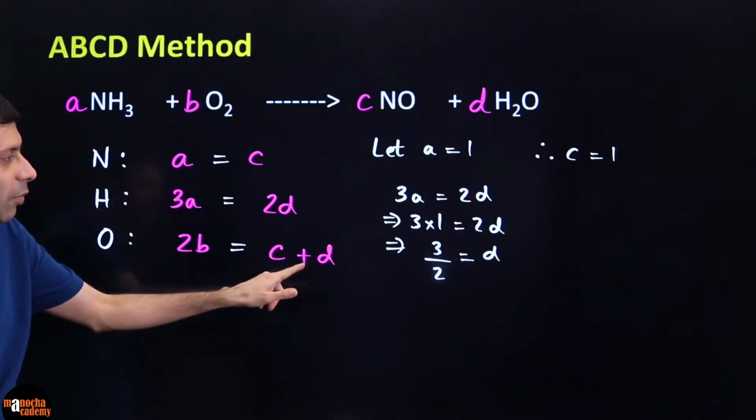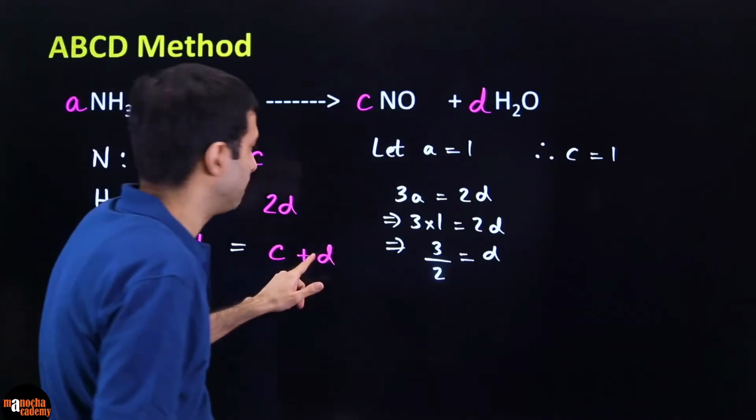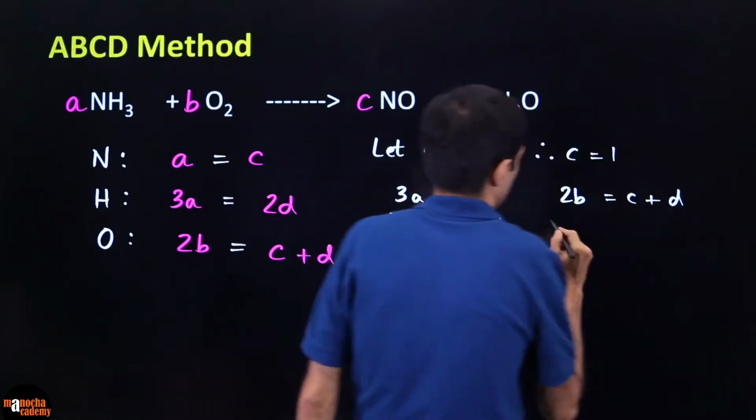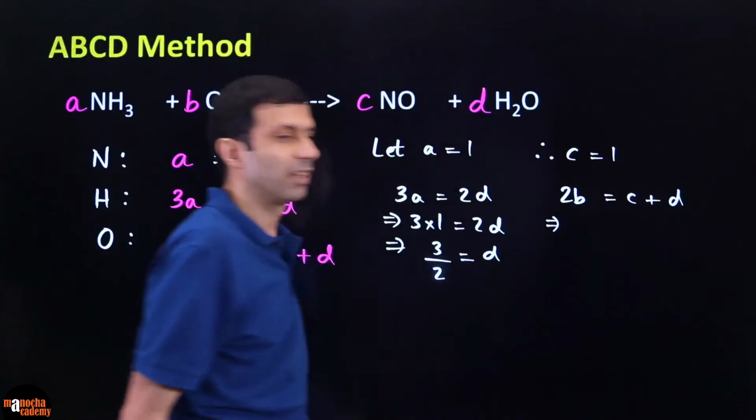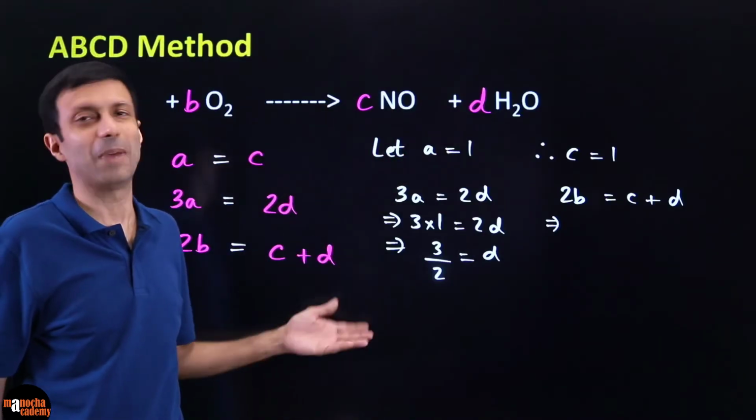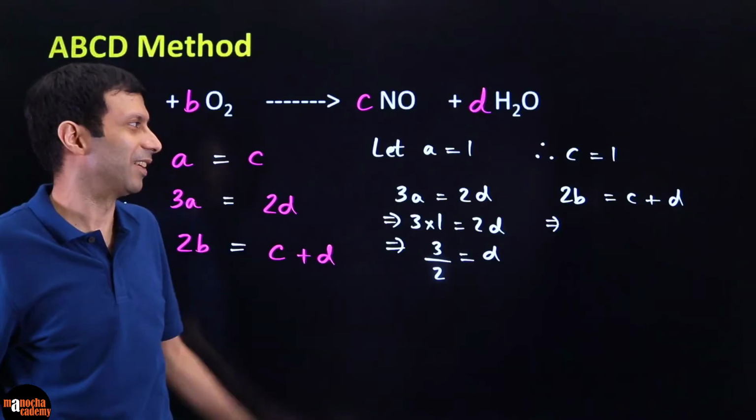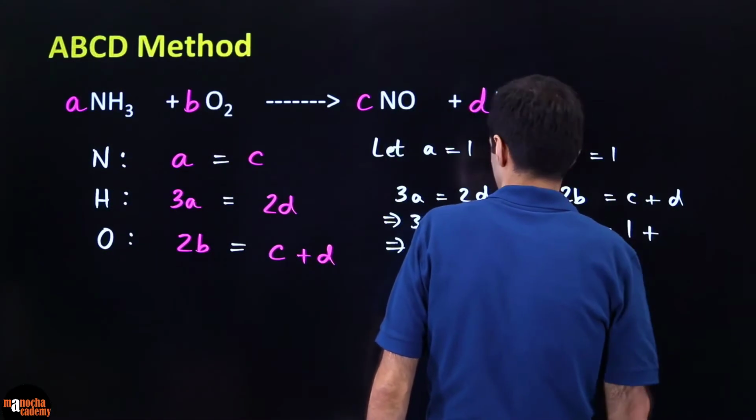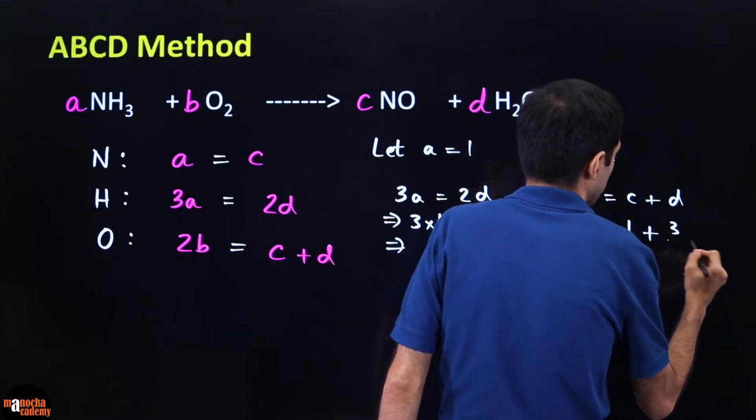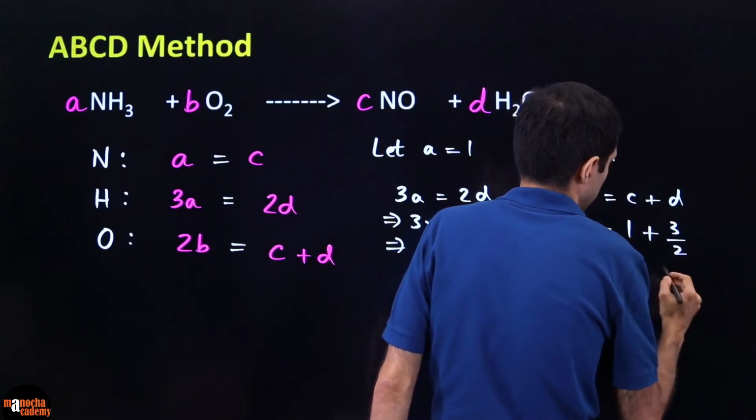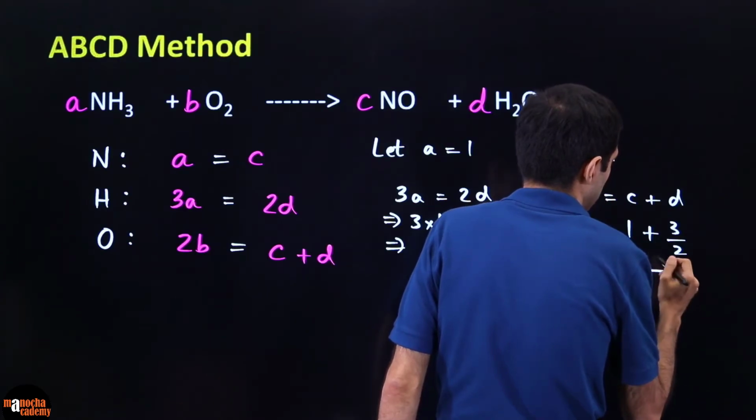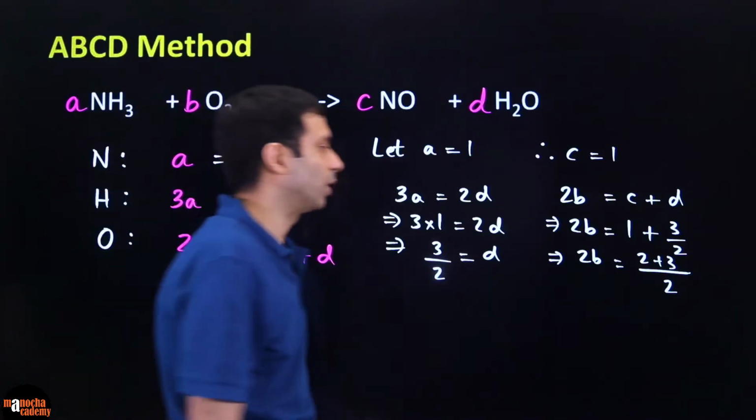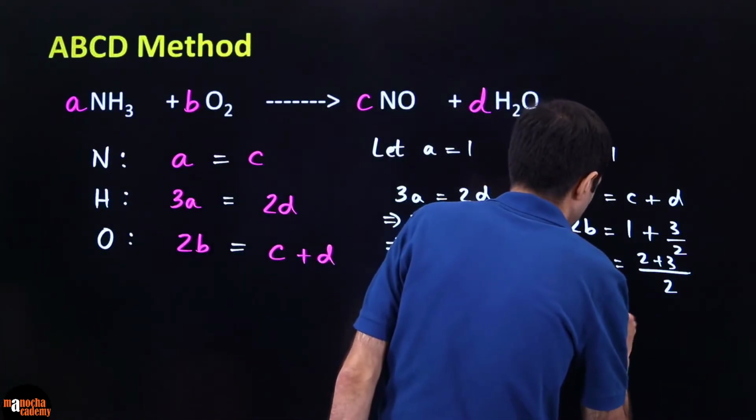For B, let's use the last equation: 2B equals C plus D. So it's just like solving mathematical equations. We have changed our chemistry question into some maths equations. That's all for the ABCD method. So 2B equals, C I'll substitute as 1, D as 3 by 2. If you take the LCM, you're getting 2 plus 3, so 5 by 2, and divided by 2 again. So B is going to be 5 by 4.